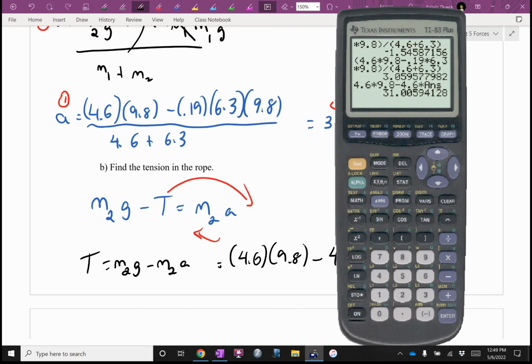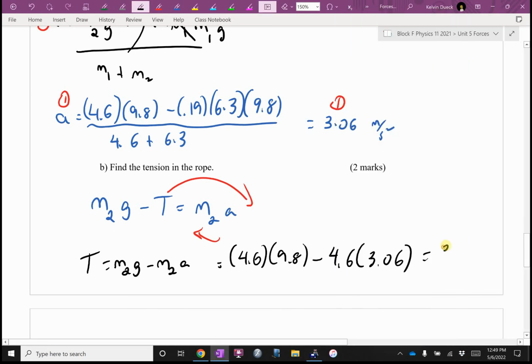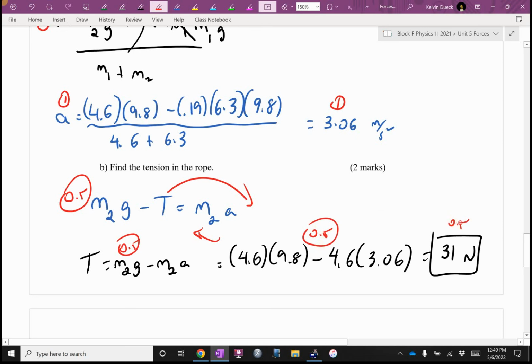Did you all get almost exactly 31? 31.00 newtons. If you got that, 2 out of 2. Otherwise, a half mark for each line. Half mark for that. Half mark for getting the T by itself. Half mark for that. Half mark for the answer.